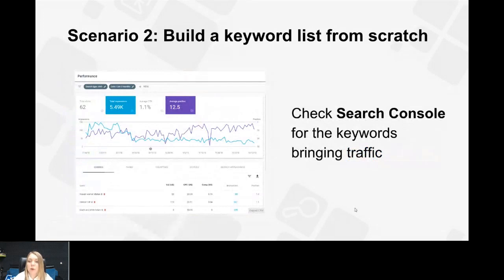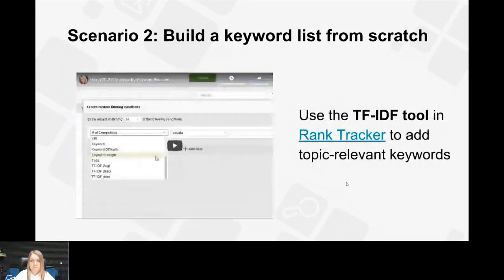Another place to look for good keywords is Google Search Console. Yes, here you can also see the keywords that bring traffic. Again, you can sort the keywords by their position, right? To see the top performers, to see the keywords that need more optimization, and to identify some quick wins and add them to your list too.